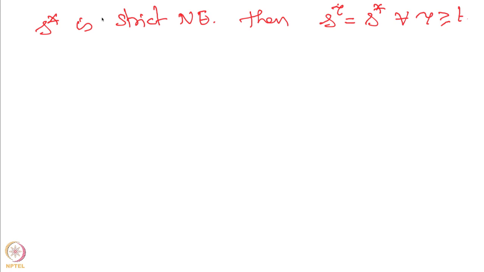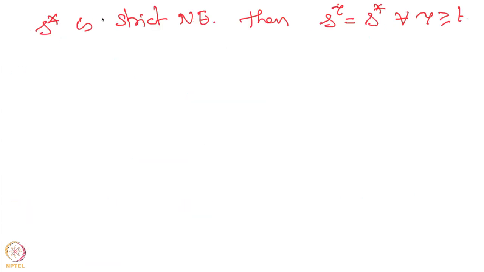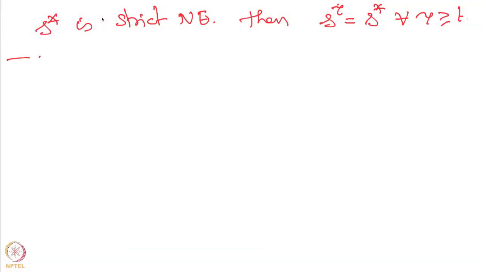So at some point, if a strict Nash equilibrium is played in the fictitious play, afterwards it will be played. And the first theorem says that if the fictitious play sequence s^t converges to some s bar, then s bar is automatically a Nash equilibrium. The proofs are actually not very hard, it can be verified easily. Of course, this is basically for pure strategies, but if we look for a mixed equilibrium, as I said, the problem is it need not converge. But let me mention one more result.